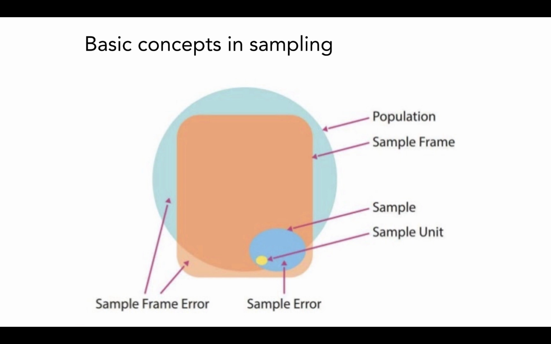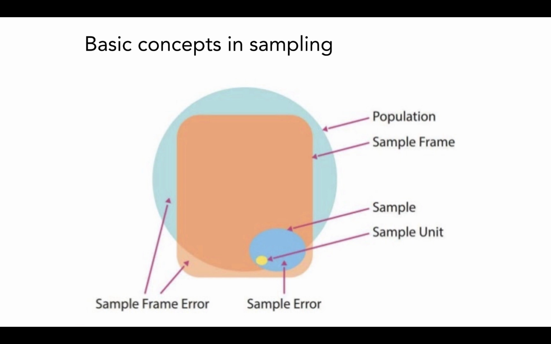And sample frame error pertains to people being in the population, so people being in the blue field but not being captured by the sample frame, but also means people that are included in the sample frame but are actually outside of the population, so people that are in the orange zone but are not actually part of the blue circle, which is the population. So that's what I meant with these false positives and false negatives. You're gonna have sample frame error as soon as you use a sample frame, but you have to use a sample frame. There's no other way around it.